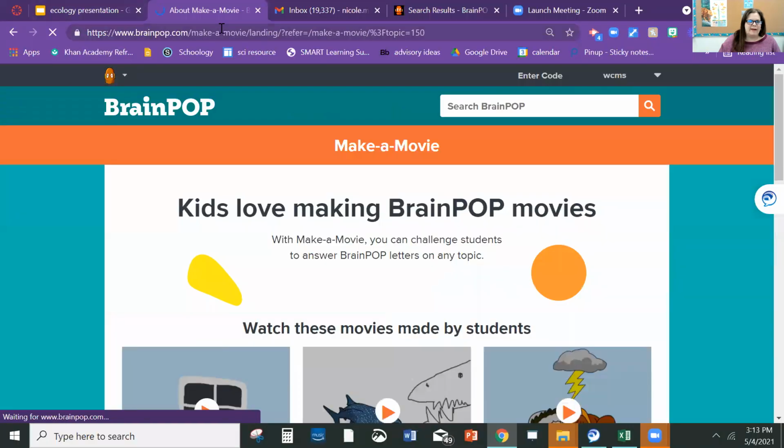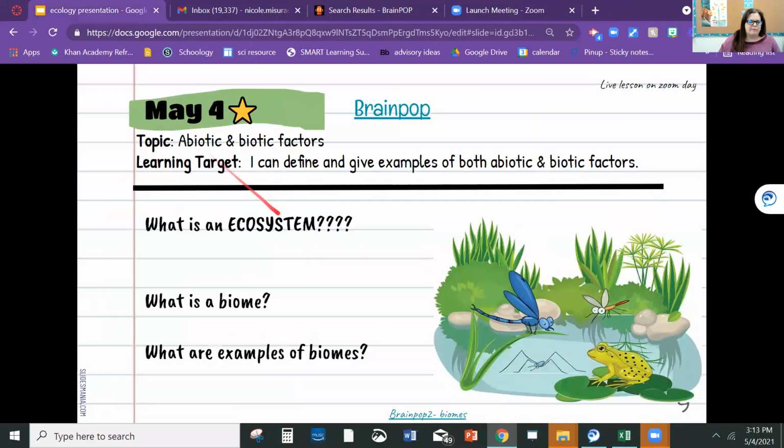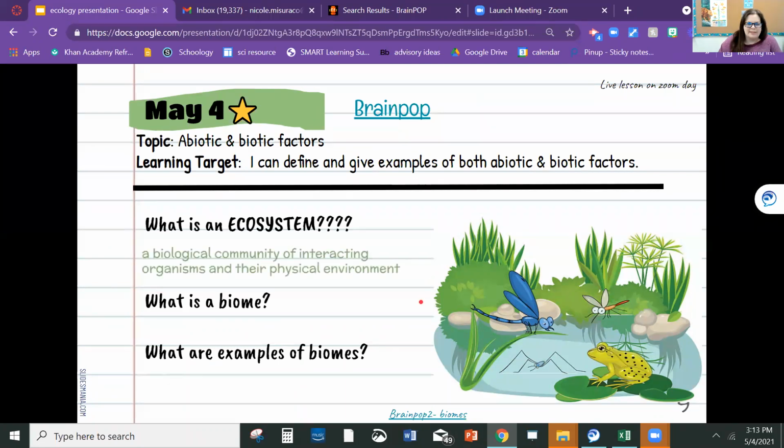So now we're going to define some terms. So if you would please, in your digital notebook, Victoria's having a lot of fun. Thanks, Victoria. Write down our three definitions. So an ecosystem is a biological community of interacting organisms and their physical environment.